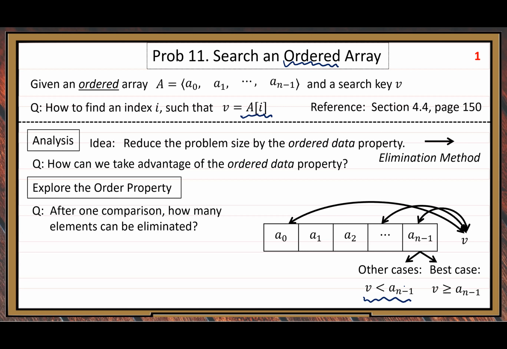We can eliminate, in this case, the last element, A sub n minus 1. We can do the elimination, but still we need to consider V in the first n minus 1 elements. We need to consider that case. In the first n minus 1 elements, we still need to find the location for this V. A lot of work we need to do.